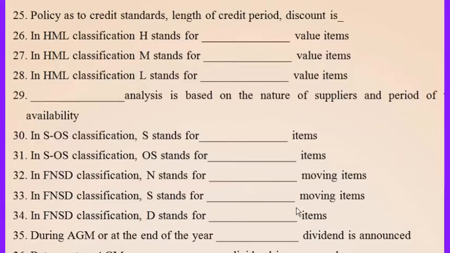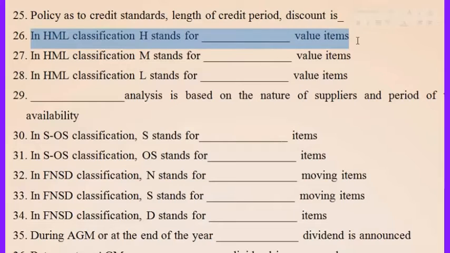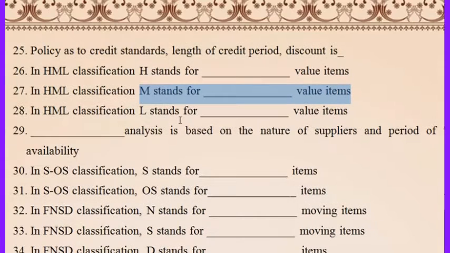Credit standards, length of credit period, discount is dash. So what about related to credit policy? The answer is credit policy. Next, HML classification. H stands for dash value items, high value items. M stands for medium value items. L stands for low value items.